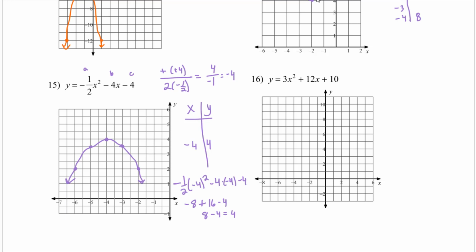All right. So 16, same deal. If you want to pause and see how you do on your own, this would be a good time to do it. The 3 in front is telling us that this opens up and that we're going to have a vertical stretch by 3. So it's going to go up really fast. We would write -b, so -12 over 2 times 3. So -12 over 6, which is -2. I'm going to plug that -2 in.